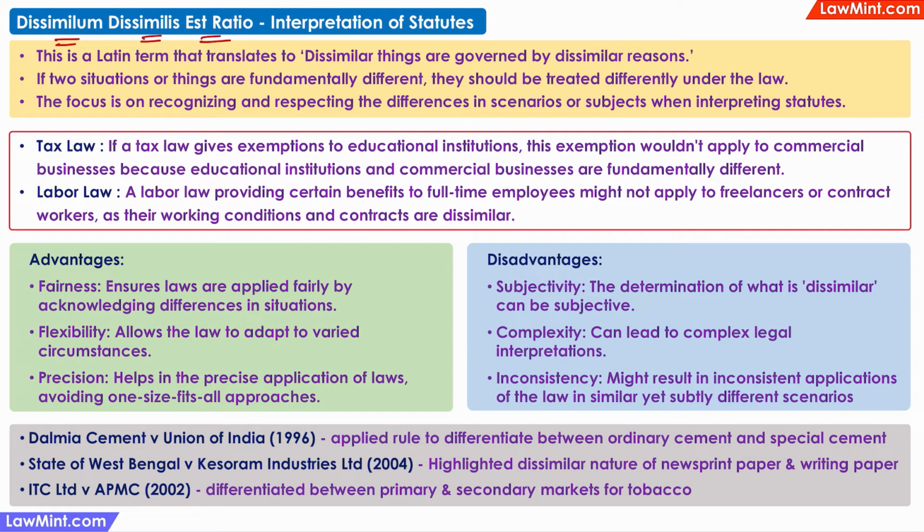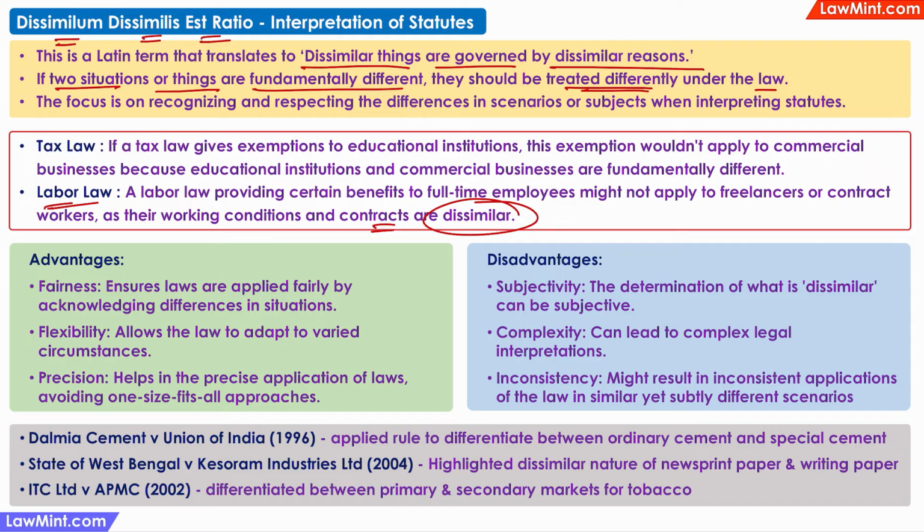Dissimilium dissimilis est ratio. This is a Latin term that translates to dissimilar things are governed by dissimilar reasons. In other words, if two situations or things are fundamentally different, then they should be treated differently under the law. For example, a labor law will not be applicable in the same way on all employees. There will be a differentiation between full-time employees, part-time employees, contract employees, and freelancers. This is because the working conditions and the terms of the contract with the employer will be different. So it is logical that the law should treat each category of employees differently.